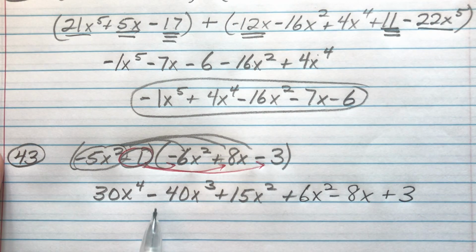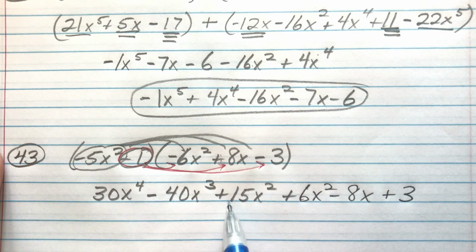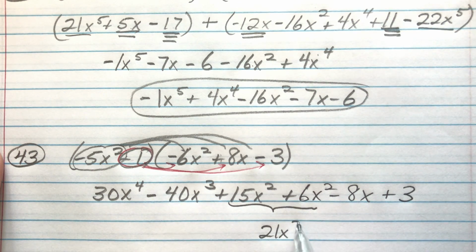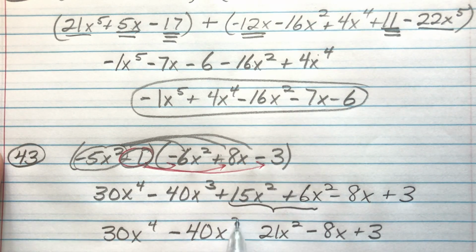Now, after you do your distributive property, you look around for any like terms. And actually, there's not. And, oh, actually, there is. These two middle terms can be combined. So this would be 21x squared. We have this negative 8x and this 3. 30x to the fourth minus 40x cubed.